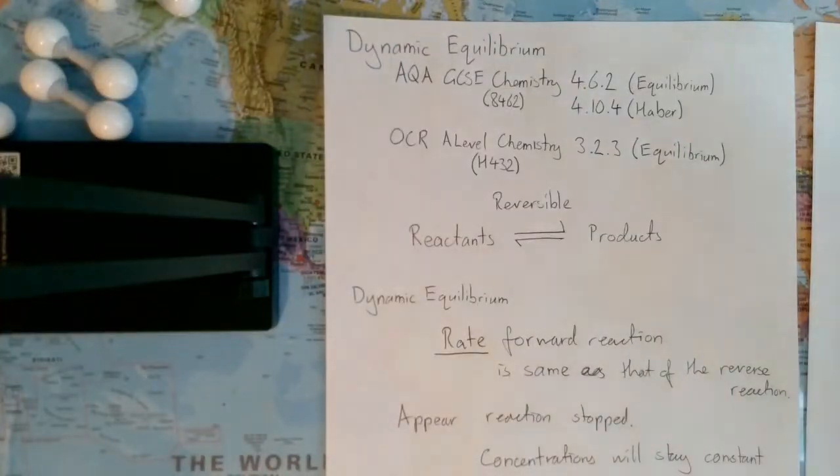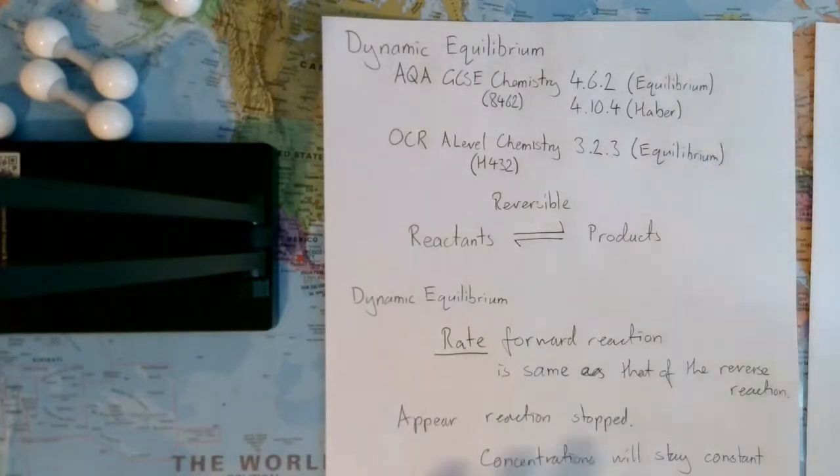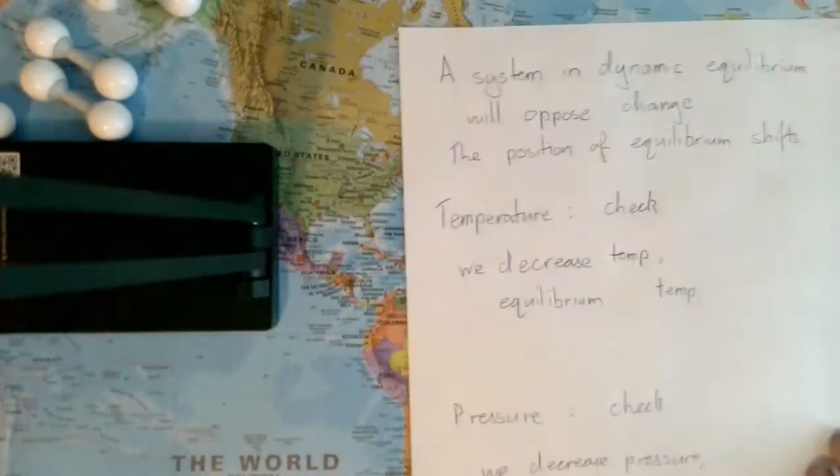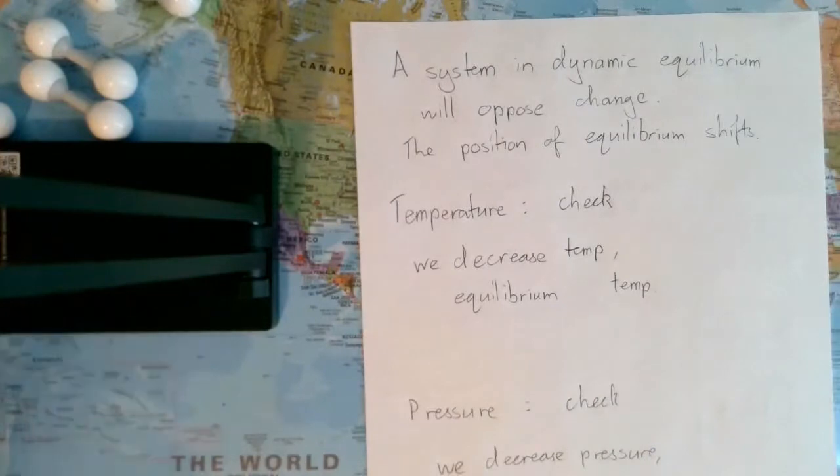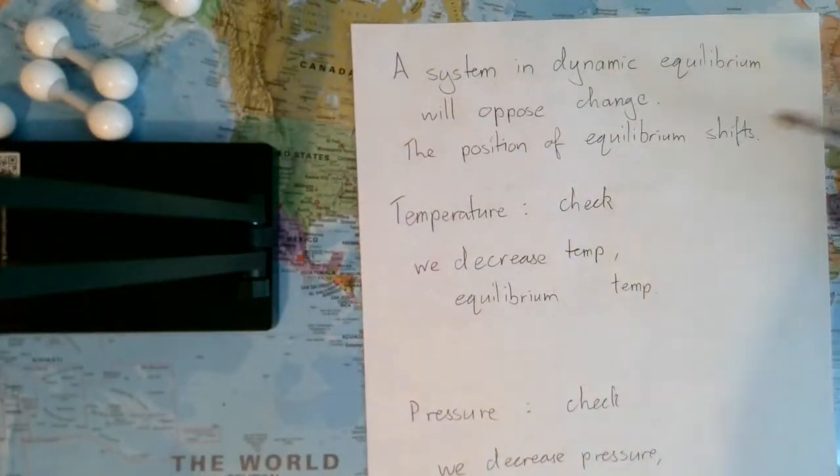Okay, this is part 2 of dynamic equilibrium for GCSE and A-level chemistry. A quick summary of video number 1. A system in dynamic equilibrium will oppose change. The position of equilibrium shifts.